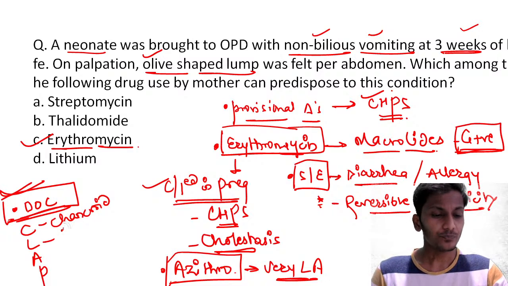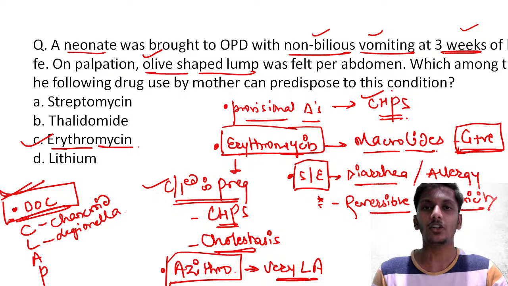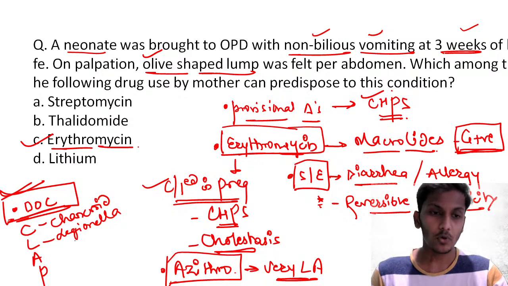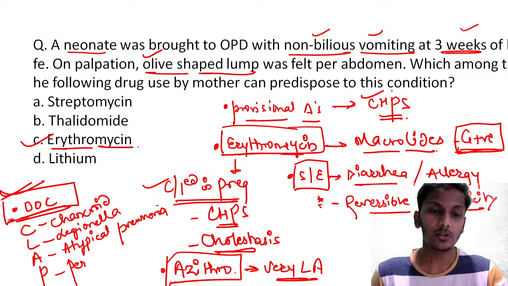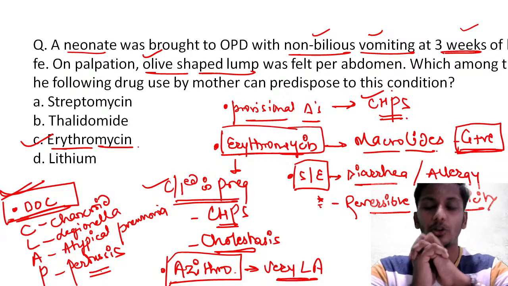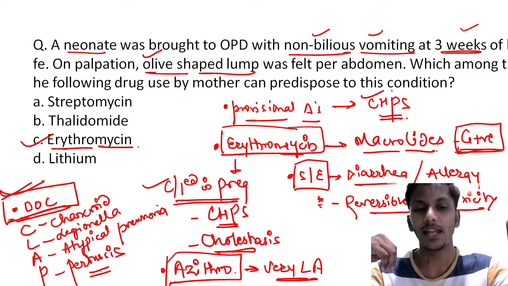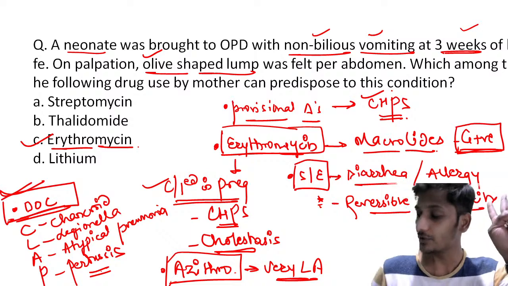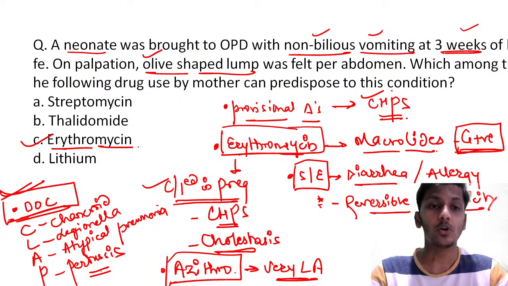Then L goes for your Legionella. And Legionella, as we have discussed in respiratory, is a common cause for your atypical pneumonia. A goes for atypical pneumonia. And lastly, P goes for your pertussis, also known as whooping cough or 100-day cough. Important. So remember this, that macrolides are drug of choice for which four conditions? CLAP is the mnemonic, C for chancroid, L for Legionella, A for atypical pneumonia, and P for pertussis or whooping cough. These are the most important points, guys, that you need to remember about macrolides. I hope I am clear, and then we can move on to the next question.